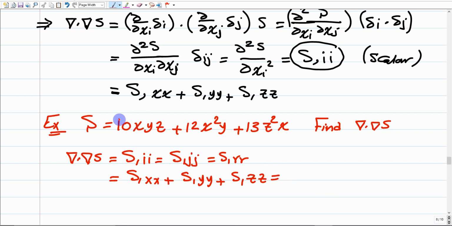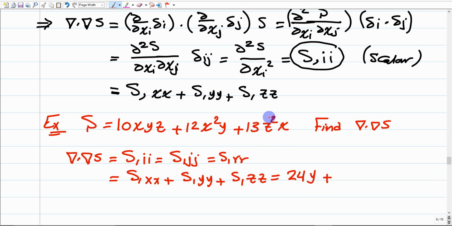It equals the second derivative of this term. Remember that you are going to find the derivative of all of s twice with respect to x, twice with respect to y, plus twice with respect to z. Make sense? So how about the second derivative of all the terms with respect to x? There is no second derivative for this term, it's going to be 0. The second derivative with respect to x of this term is going to give us 2 times 12, so it's going to be 24y.